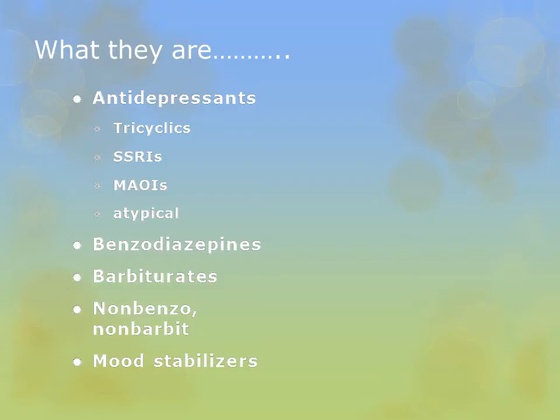So the medications we're going to talk about will be antidepressants, multiple types of antidepressants such as the tricyclics, SSRIs, MAOIs, which are monoamine oxidase inhibitors, and then we even have atypical antidepressants. We're going to talk about benzodiazepines, barbiturates, non-benzo, non-barbiturates, and mood stabilizers.